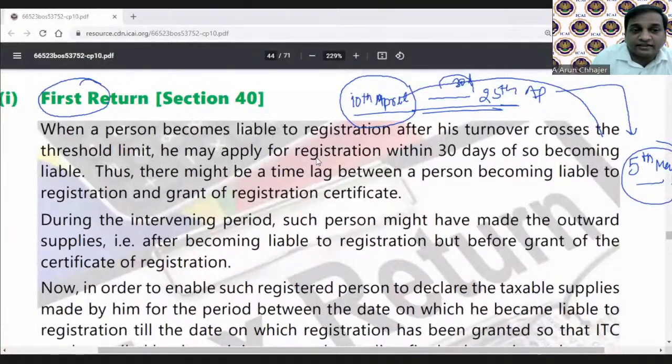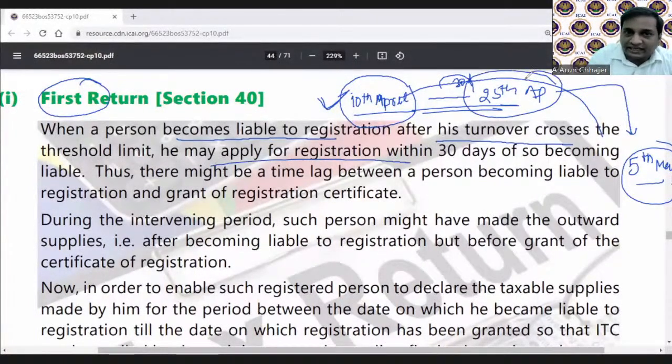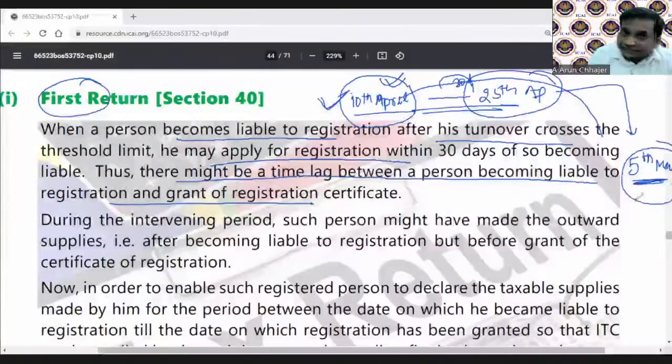What is the first return? When a person becomes liable to registration on 10th of April because turnover crossed the threshold limit, he may apply within 30 days. So I have applied within 30 days. There might be a time gap between the person becoming liable for registration and the grant of registration. Because I am liable to pay the taxes from 10th of April, the certificate has been granted on 5th of May. There is a gap. Yes, there is a gap.